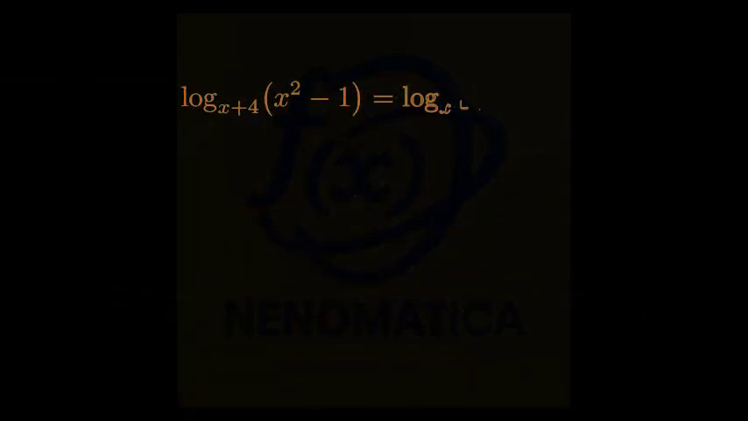Here is our equation: log base x plus 4 of x squared minus 1 equals log base x plus 4 of 5 minus x. Step 1. Write the equivalent system that enforces the logarithm rules. The argument of each logarithm must be positive, the base must be positive, and the base cannot be 1. So we write the system.